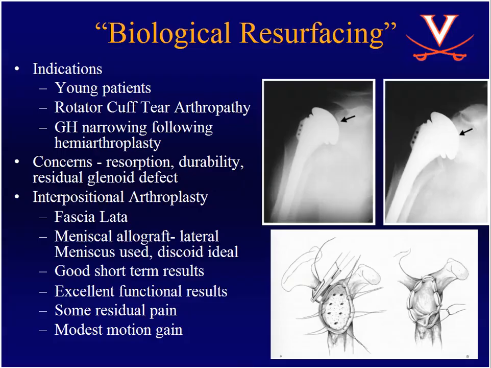What about biologic resurfacing? What does that mean? Well, in younger patients, you're a little reluctant to throw a glenoid in there because you know the glenoid is going to wear over time. So one option that's been developed is to throw in a piece of soft tissue in there to try to give you a biologic resurfacing. You'll see across the country people are doing all kinds of crazy stuff.